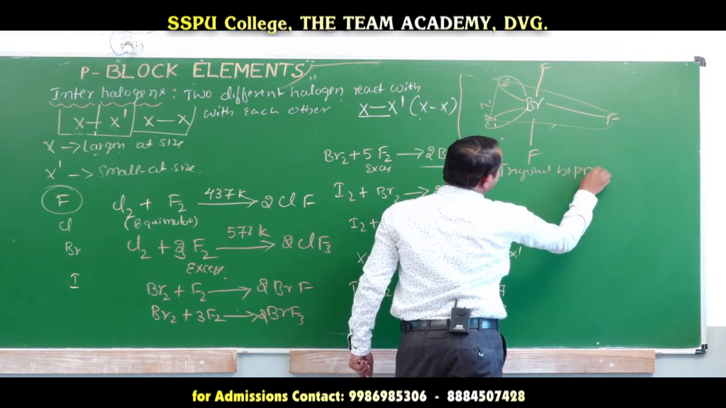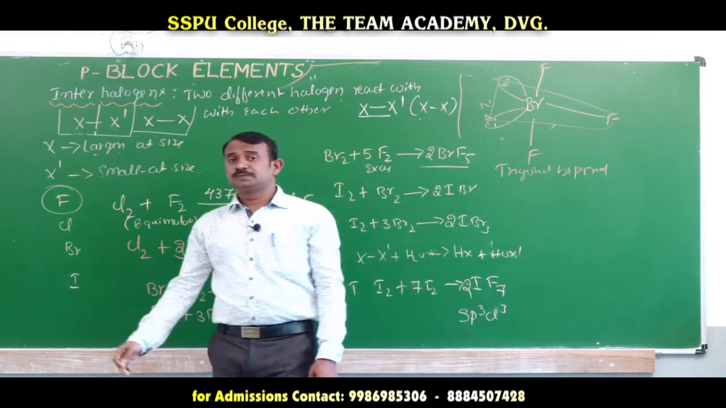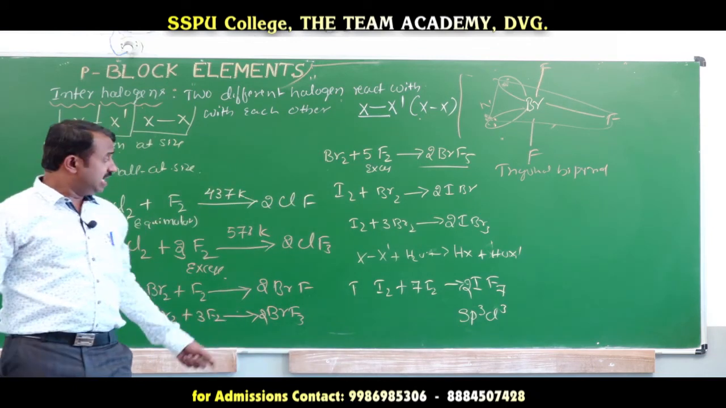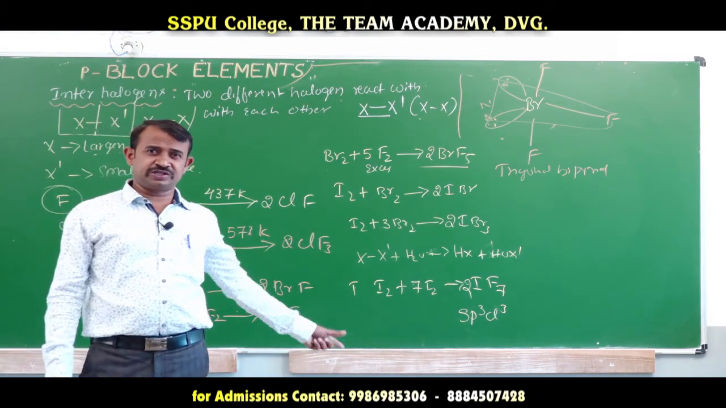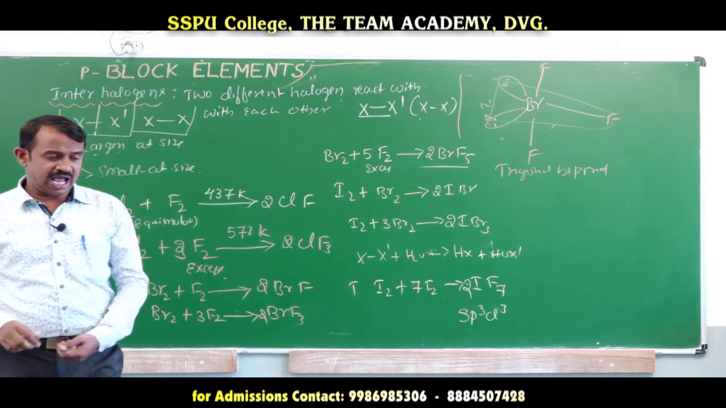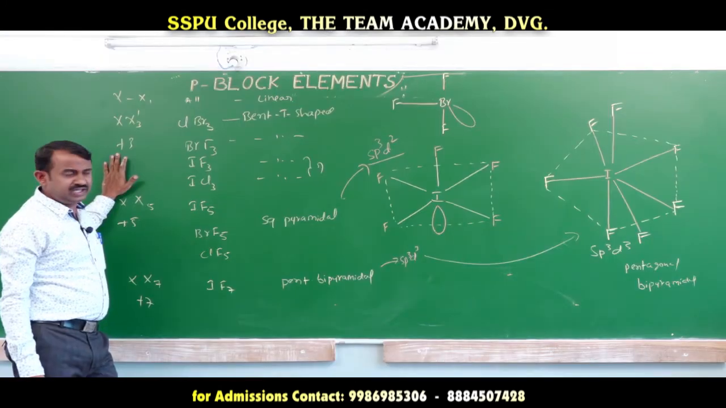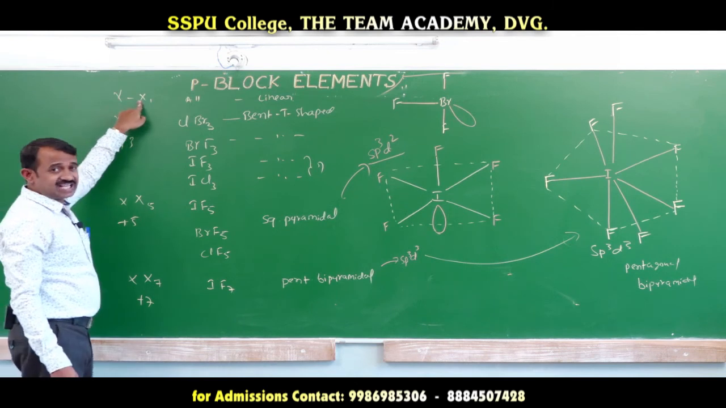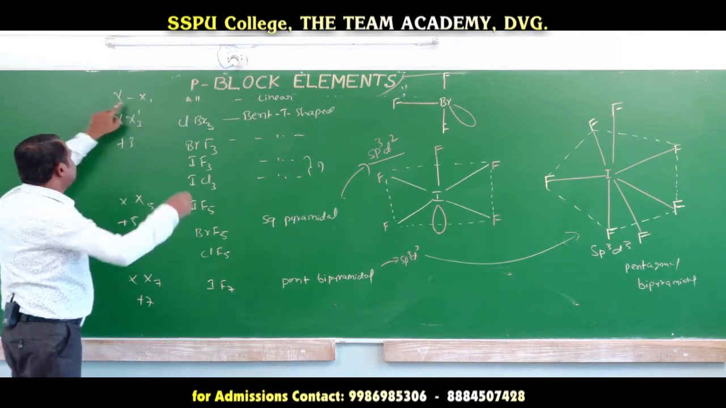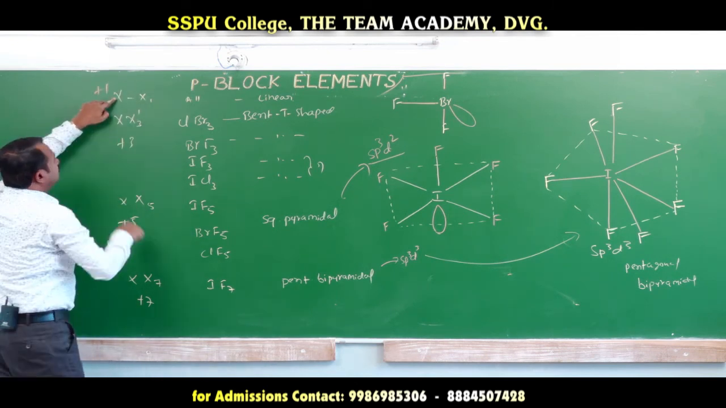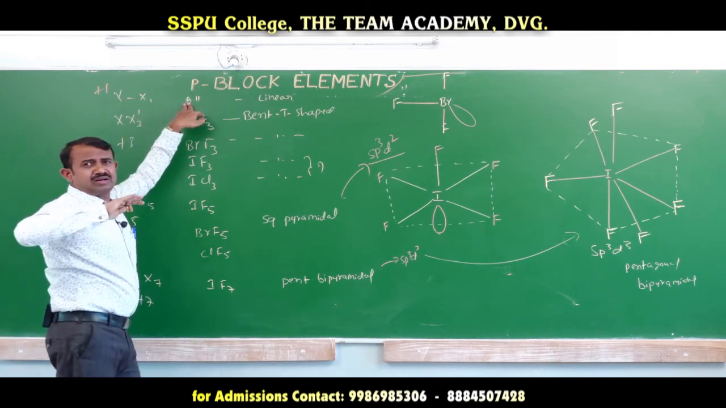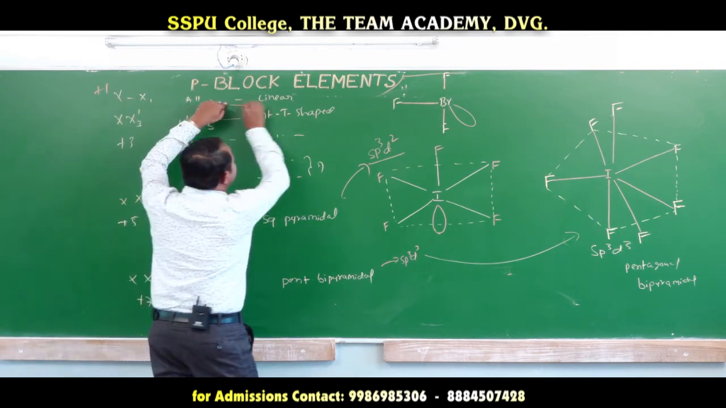This is the structure and shape of interhalogens. Let us go one by one and I will show the shapes of interhalogens. For X X dash, the oxidation state is +1, as in hypochlorous acid. The shape is linear.